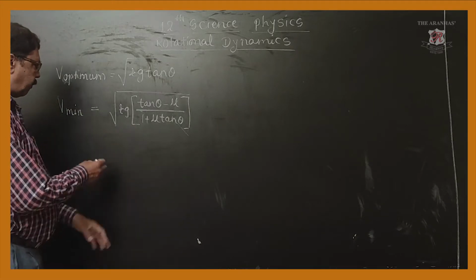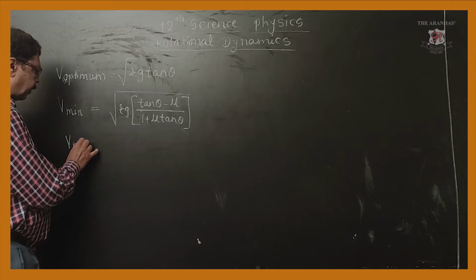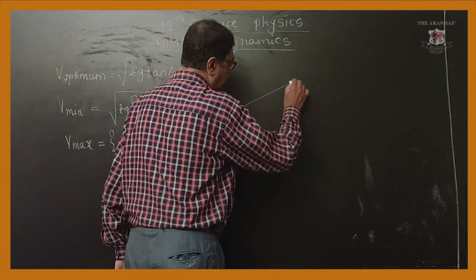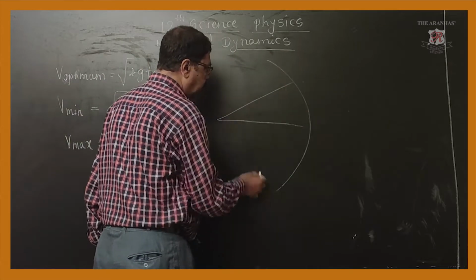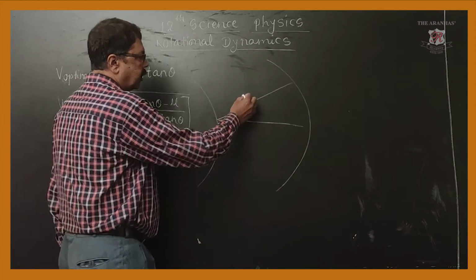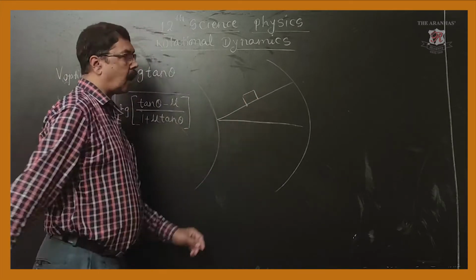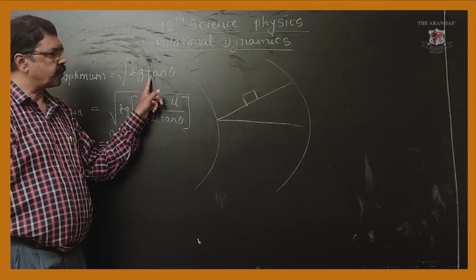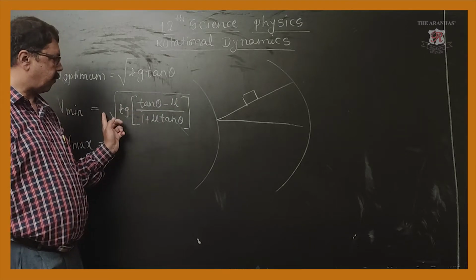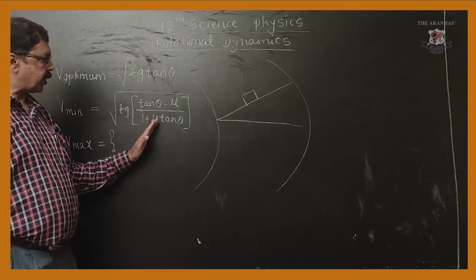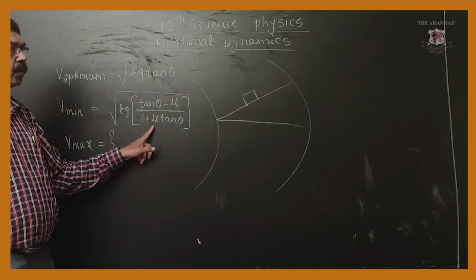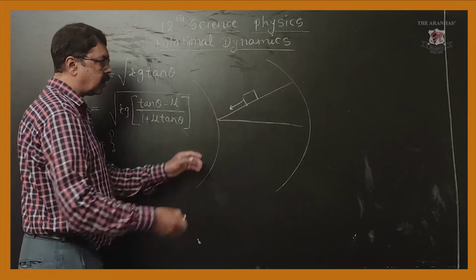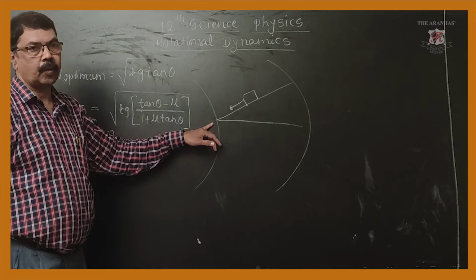Now we want to derive what is the maximum speed of the vehicle on a curved banked road. Assume that this is the road which has a curve towards the left and the vehicle is traveling on this. The optimum speed, that is the exact speed with which the vehicle should travel, is given by this. The minimum speed with which it should travel is given by this formula. If the speed of the vehicle decreases below this limit, this vehicle will start moving on this side towards the lower edge of the road.